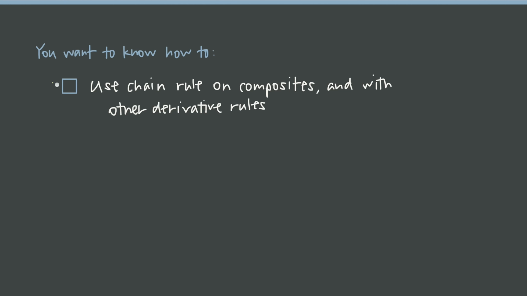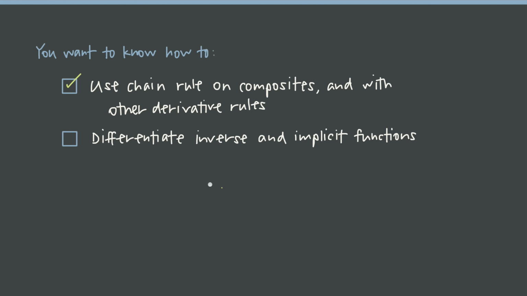Okay, so that's it for Unit 3. You really want to make sure that you know how to use chain rule to differentiate composite functions and apply chain rule alongside other derivative rules like power, product and quotient rule. You want to be able to differentiate inverse and implicit functions, and you want to know how to find higher order derivatives, both for explicitly defined functions and for implicitly defined functions. Once you're good to go on Unit 3, make sure to come back and move on to Unit 4, where we'll dig into applications of differentiation.